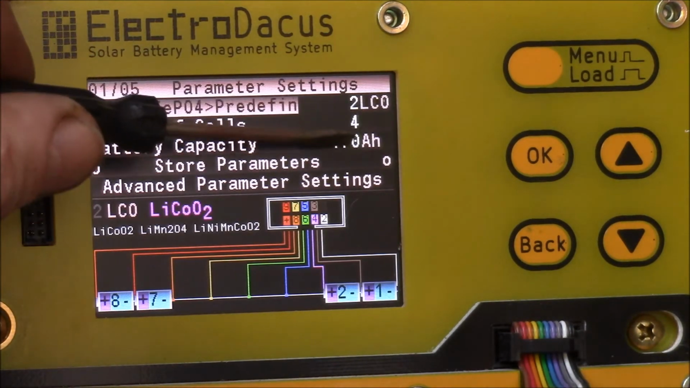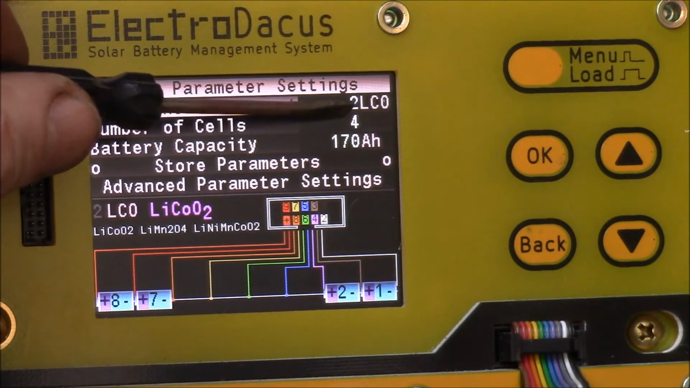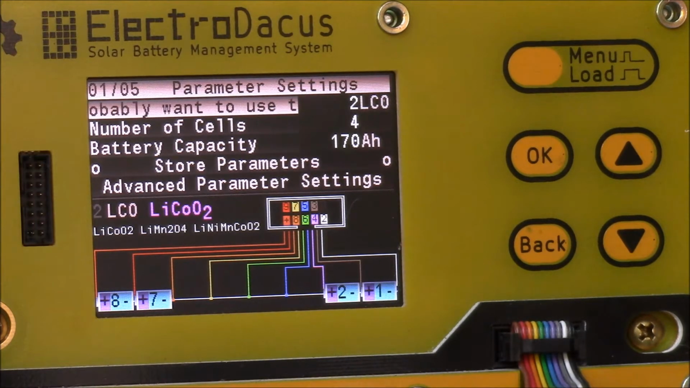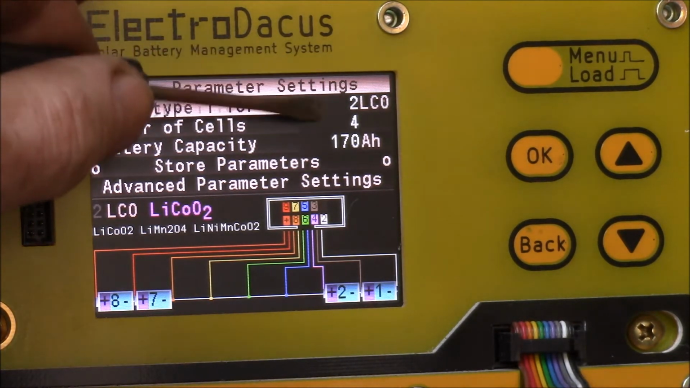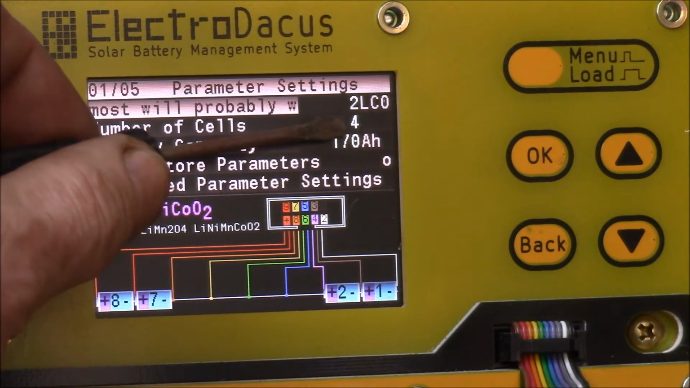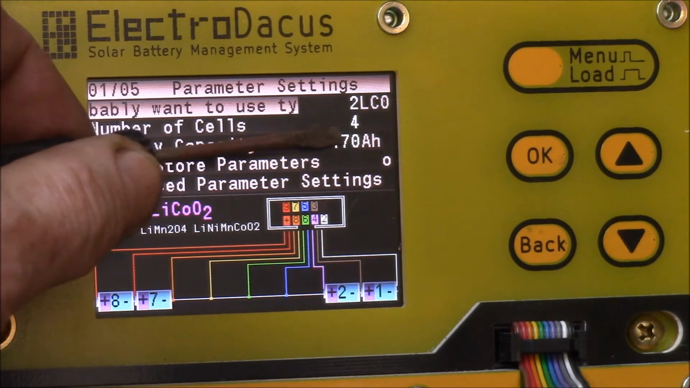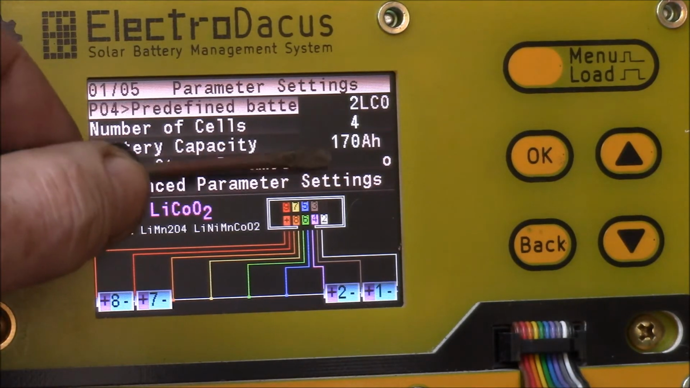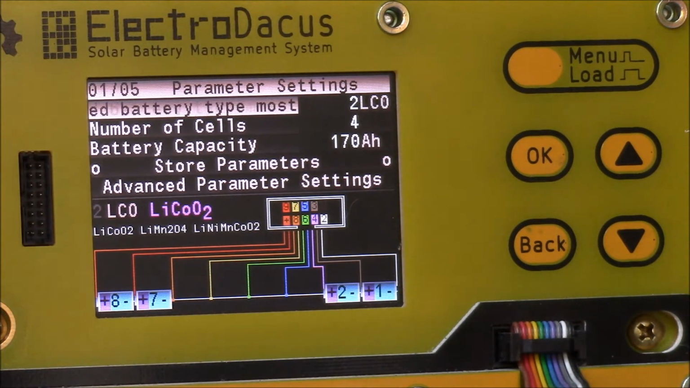First thing I changed here was the cell type. I went to the lithium cobalt, which is the lithium ion setting. The default is number one, which is lithium iron phosphate. And then the other thing I had changed, I went from 8 cells, which again is the default, down to 4 cells. And then I entered my battery capacity. Initially I had 135 amp hours, and I've since added another 35, which brings me up to 170.